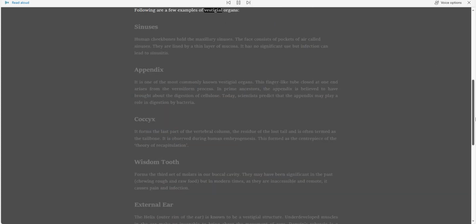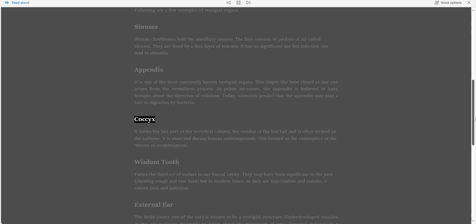Following are a few examples of vestigial organs. Sinuses. Human cheekbones hold the maxillary sinuses. The face consists of pockets of air called sinuses. They are lined by a thin layer of mucosa. It has no significant use, but infection can lead to sinusitis. Appendix. It is one of the most commonly known vestigial organs. This finger-like tube closed at one end arises from the vermiform process. In primate ancestors, the appendix is believed to have brought about the digestion of cellulose. Today, scientists predict that the appendix may play a role in digestion by bacteria.